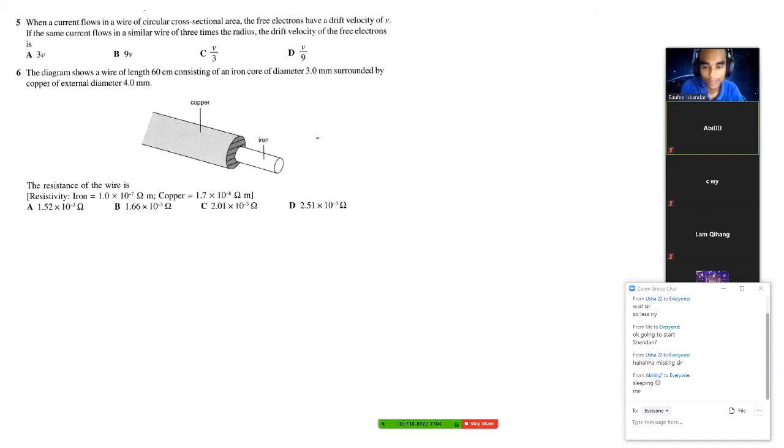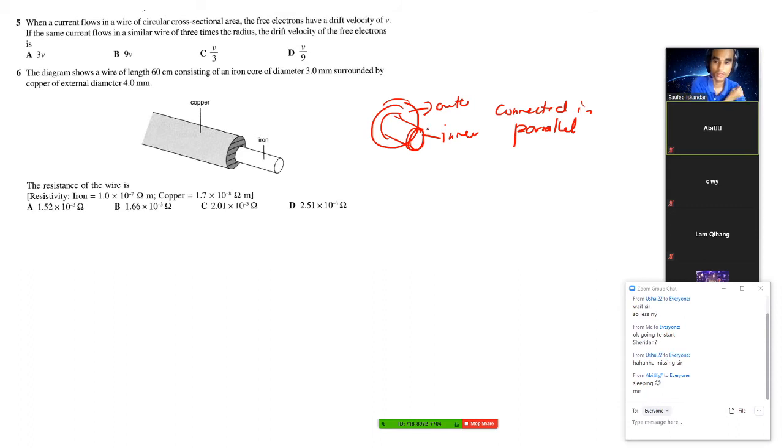So remember, when we have this kind of arrangement, we have an outer and an inner layer. Both of them actually are connected in parallel. So how to solve this kind of question? You have to combine them, or calculate them using a parallel formula.